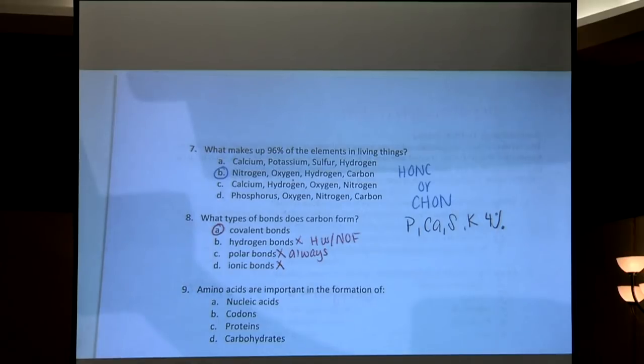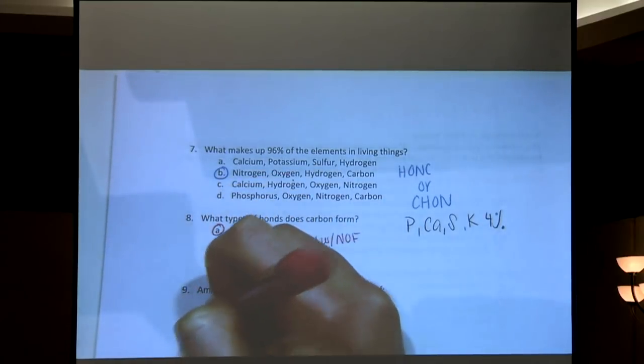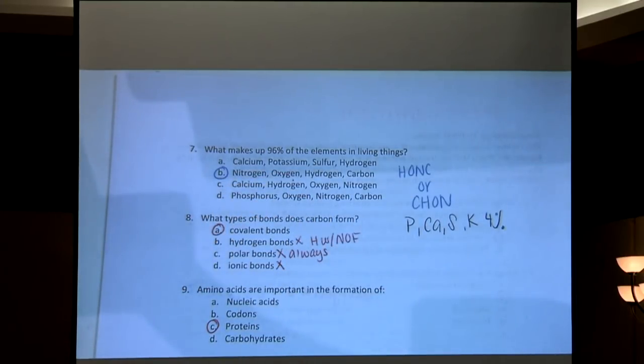All right, so now the structures for amino acids. Amino acids are important in the formation of what? Are amino acids important for nucleic acids? No. How about codons? Good. How about proteins? Okay, good. So I see some yeses. How about carbohydrates? Are they related to those either? Okay, good. So just to point out, amino acids can be interrelated.